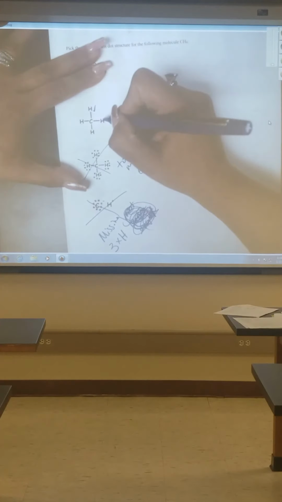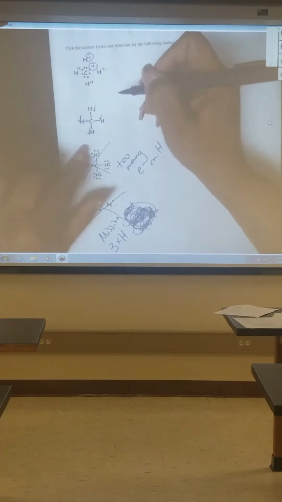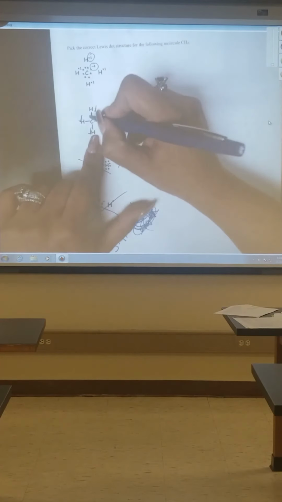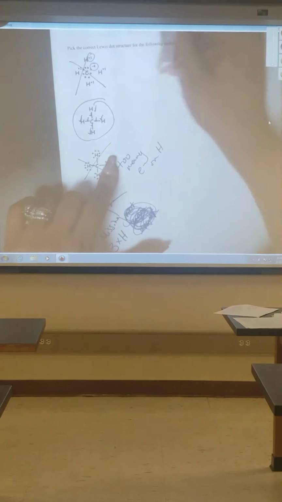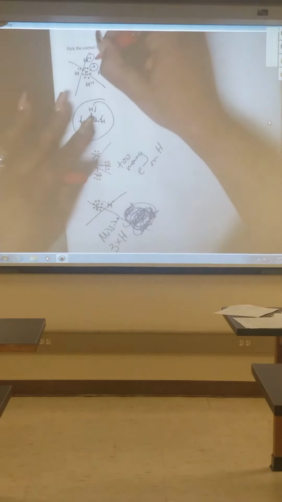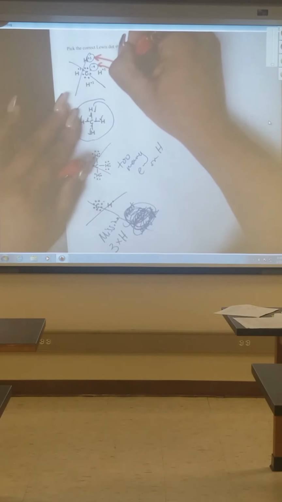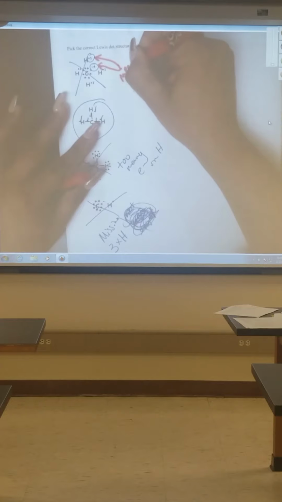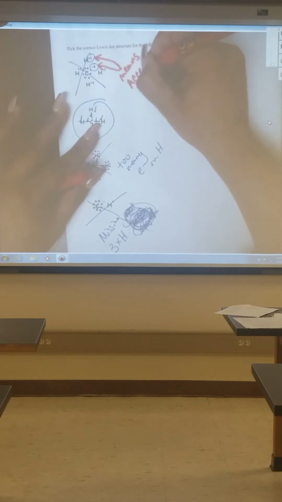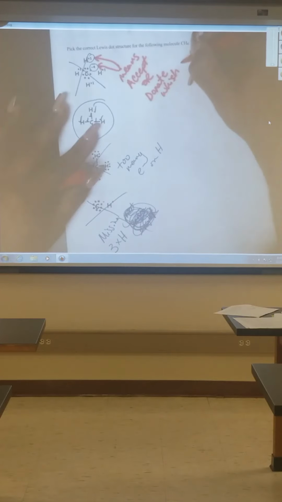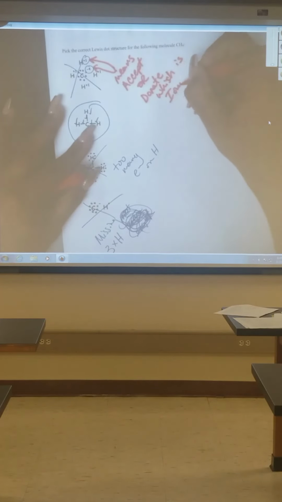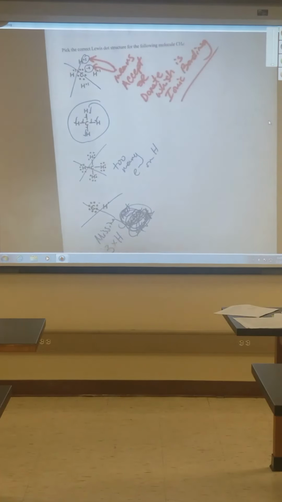2, check, 2, check, 2, check, 2, check. So the hydrogens are good. Carbon, 2, 4, 6, 8. It has to be that one. And the reason why it's not this is because of the positive and negative, which means accept or donate, which is ionic bonding. Okay? So I just want to toss it out there just in case.